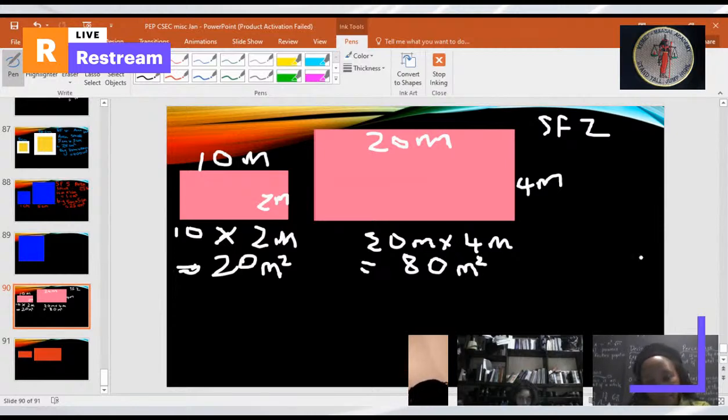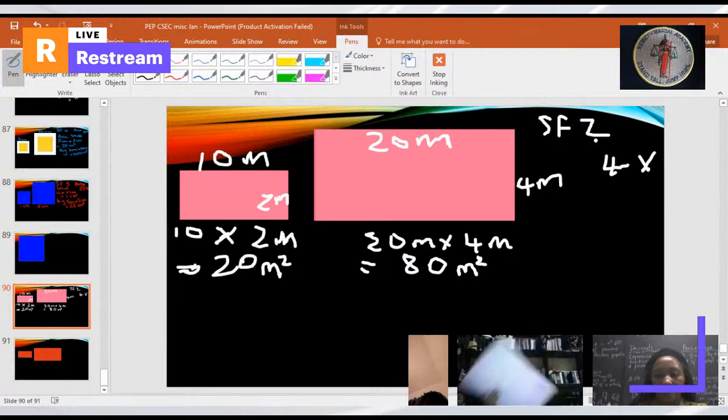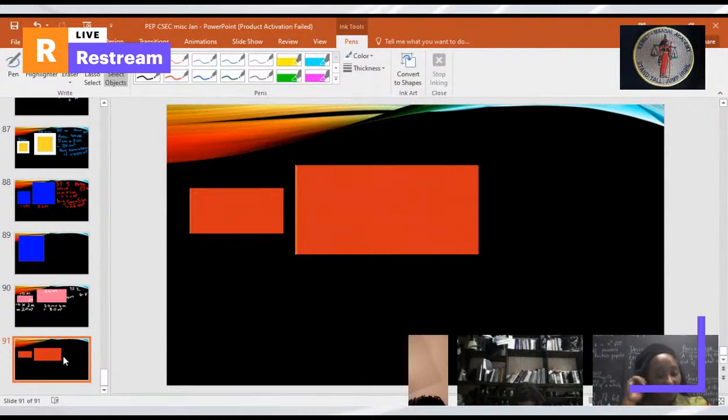Is it obeying the same pattern? How many times bigger than 20 is 80? 4 times bigger, right? Yes, miss. Which is the square of the scale factor. You see that? All right, so let's try one more just to double check. It seems to be obeying the same pattern, but let's double check.